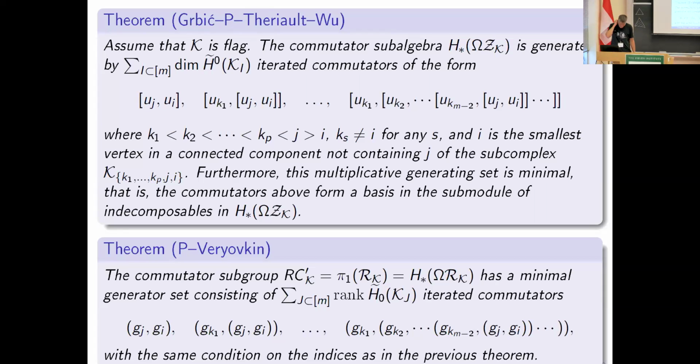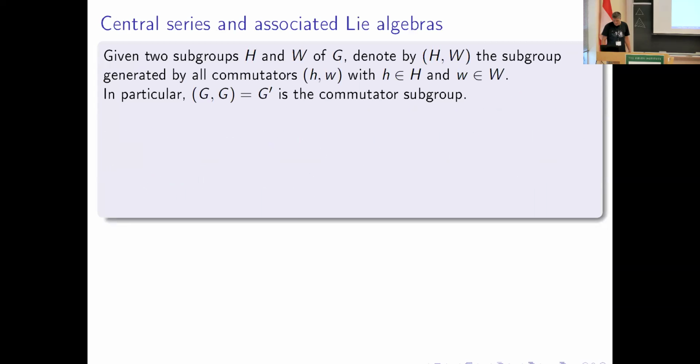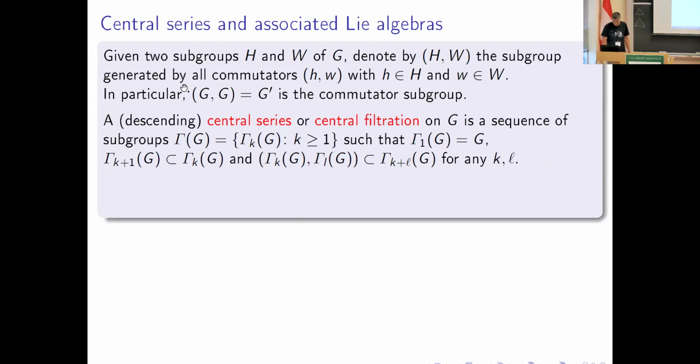So one of the tools is a central series of a group and also the associated Lie algebra of those central series. I'll just go briefly through that. That's standard. If you have two subgroups in a group G, then you have this commutator subgroup generated by all group commutators. I denote the group commutators with parentheses, and Lie commutators will be square brackets. The notion of a central series or central filtration on a group is just a descending series of subgroups such that the commutator subgroup of the K-th and L-th groups in your sequence sits inside the (K+L)-th group.